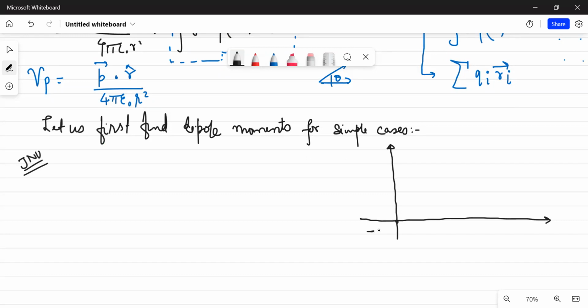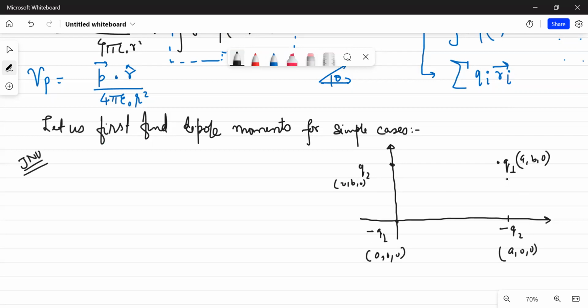There is a charge minus q1 here, a charge minus q2 here, a charge plus q1 here, and a charge plus q2 here. One is at the point 0, b, 0, another at 0, 0, 0, another at a, 0, 0, and this one is at a, b, 0.